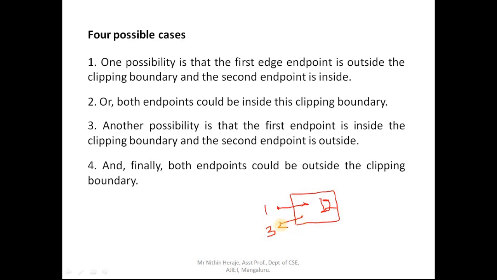So from inside to outside. And finally we have that both the endpoints are outside the clipping window. This is the fourth case. Okay, so first case is that the point is outside and going towards inside. Second, both points inside. Third, inside point to outside point. Fourth, both points are outside. So these are the 4 possible cases for this. So we'll look into that, what it is.